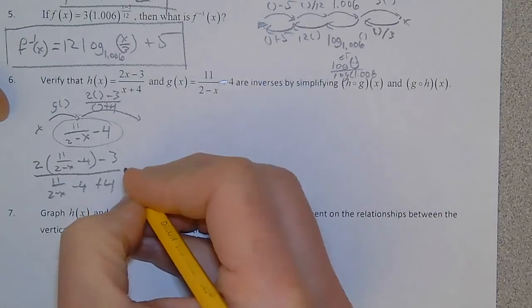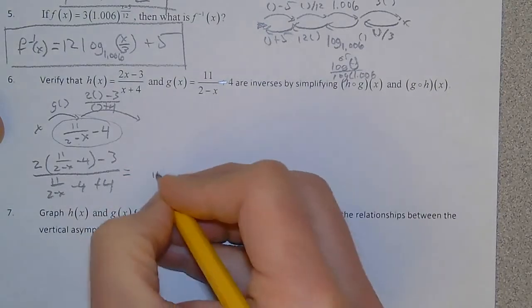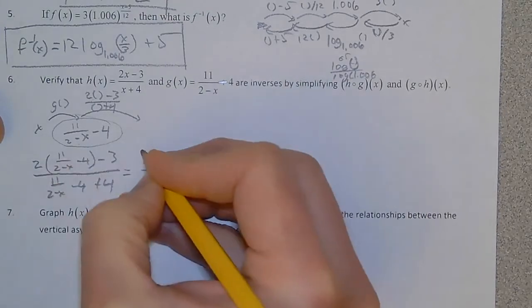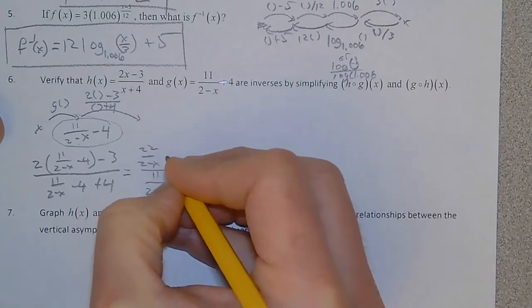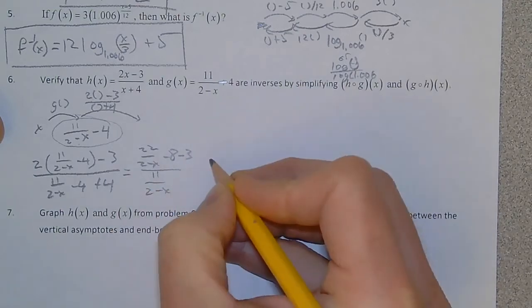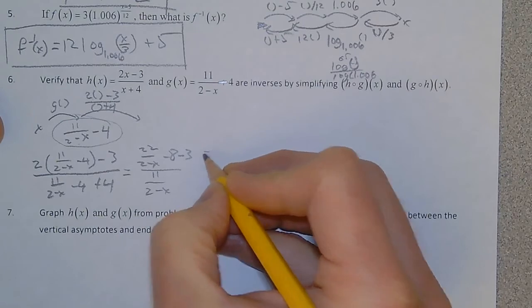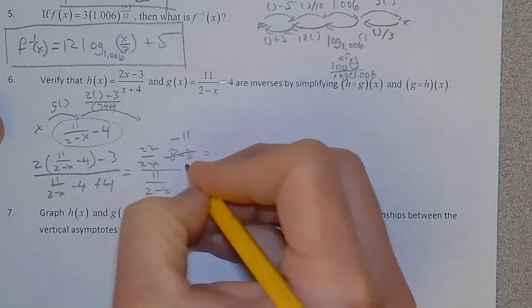Okay. And we need to simplify this. On the bottom we pretty quickly get an 11 over 2 minus x. In the numerator, I'm going to get a 22 over 2 minus x minus 8 minus 3. And that is going to simplify in the numerator to, obviously this is going to be a minus 11.